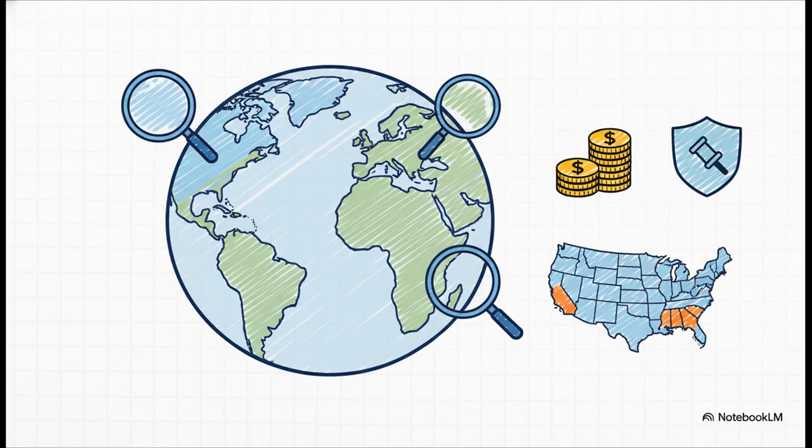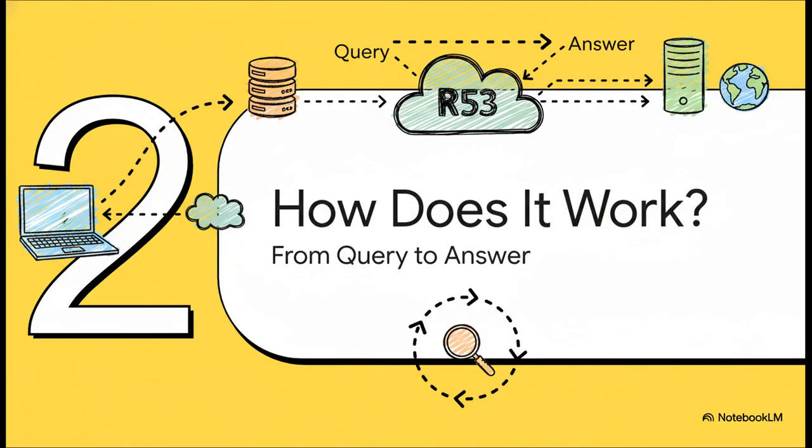And the control you get is incredibly specific. You can set rules for whole continents, for individual countries, or you can even drill down to the state level inside the US. This is exactly how you can do things like show prices in the correct local currency, or, and this is critical, make sure you're following local data laws like GDPR. So that's the what. But how does AWS actually make this magic happen behind the scenes?